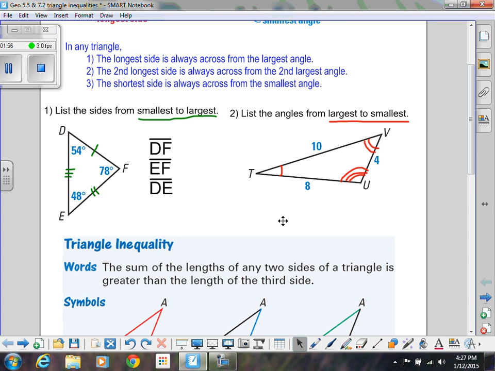So I'm going to list U first, and then V, and then angle T.